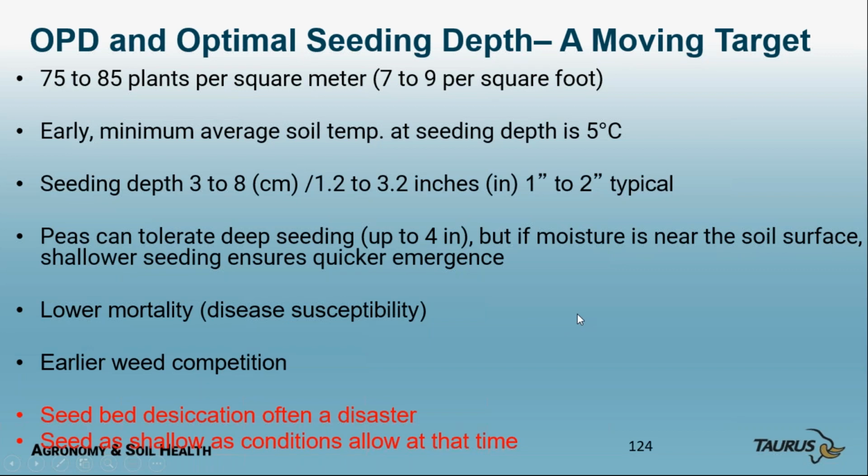And seedbed desiccation is often a disaster for peas. It takes a lot of nutrient to moisturize that big seed. So you want to make sure you got moisture, and you don't want it to stop halfway through, because that can be a problem.